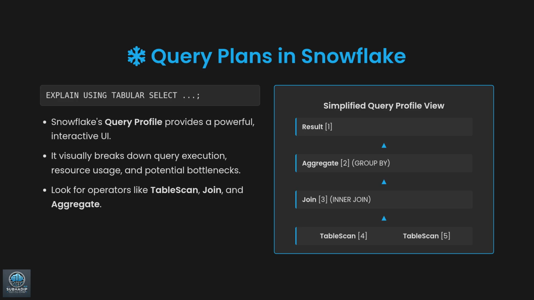Modern cloud warehouses offer more visual tools. In Snowflake, you can run the explain command, but the real power is in its query profile UI. It provides a rich interactive graph of the execution plan, making it easier to spot issues like long-running table scans or data spillage to disk.